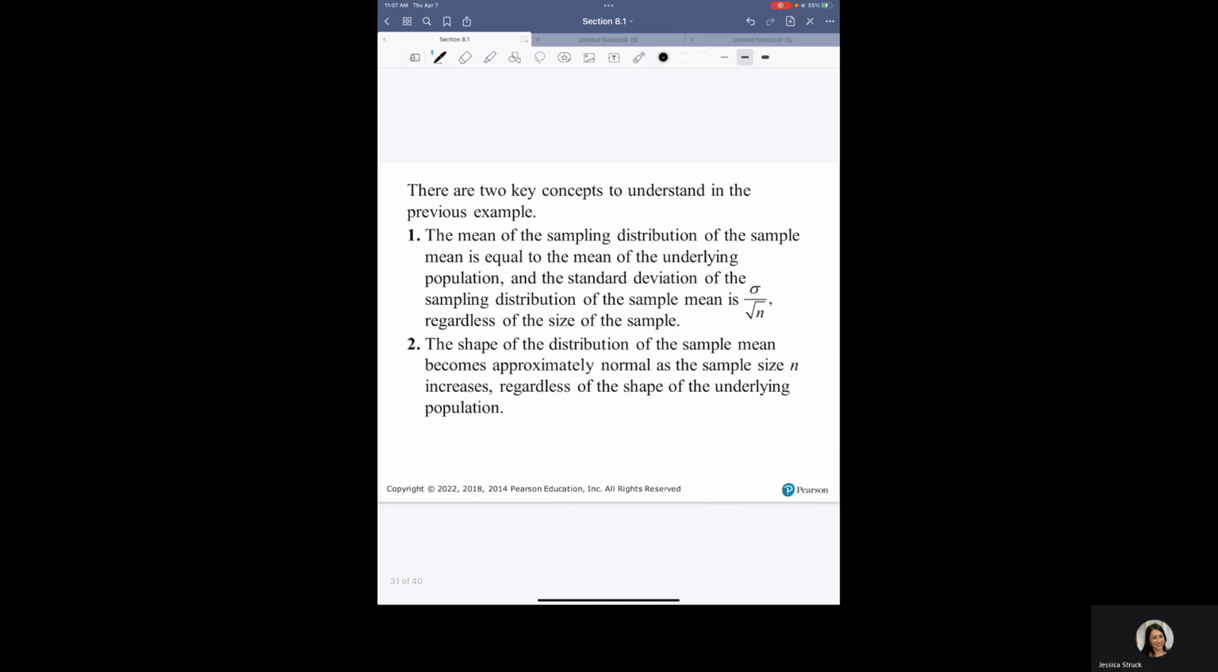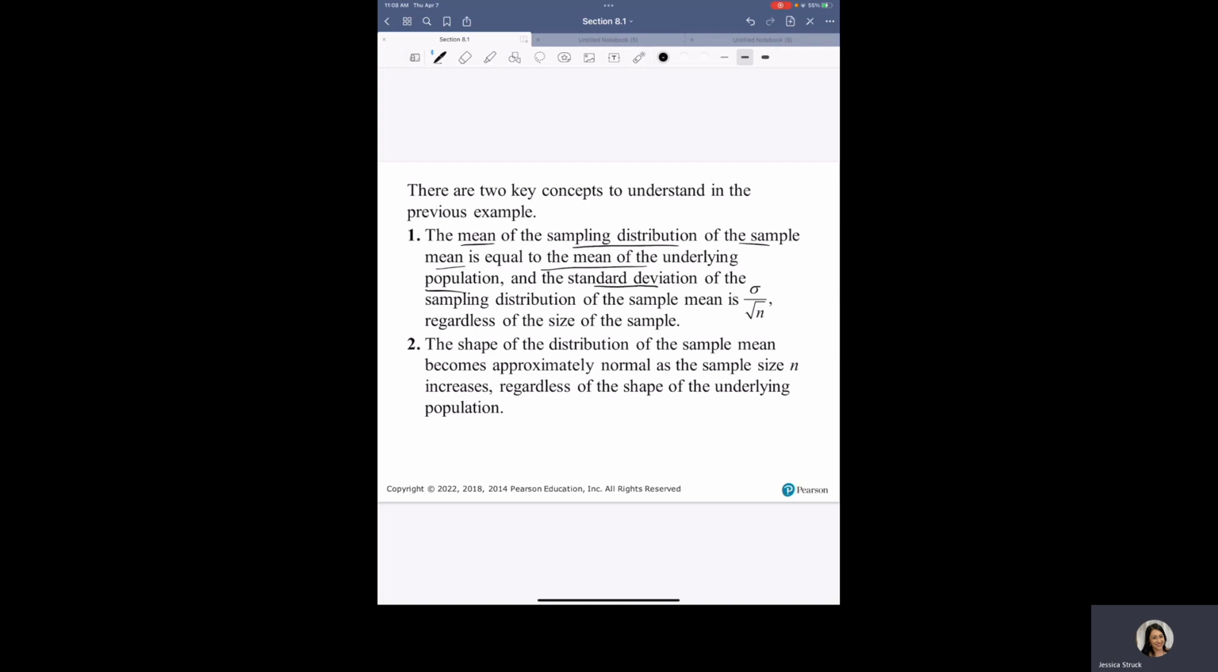So we looked at a distribution that was not normal to begin with at all. But here's what we can take home. The mean of the sampling distribution of the sample mean is equal to the mean of the underlying population. Whatever that underlying population is, it came at us and it was not normal to begin with. However, the sampling distribution of the sample means will have the same mean as whatever that underlying distribution is.